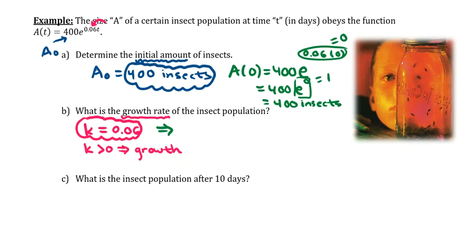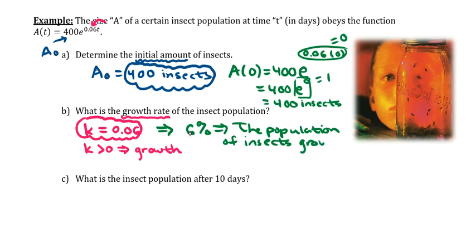0.06, if you converted that to a percent, works out to be 6%, which means that the population of insects, or bugs, grows by 6% with each unit of time. In this case, our unit of time is days. So the population of insects grows by 6% each day. Pretty fast.